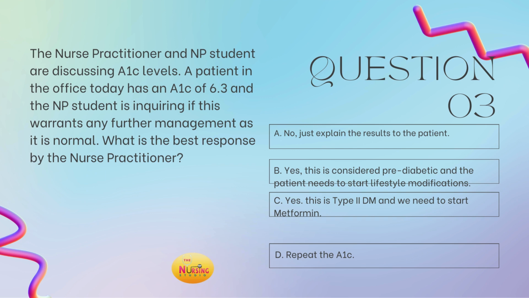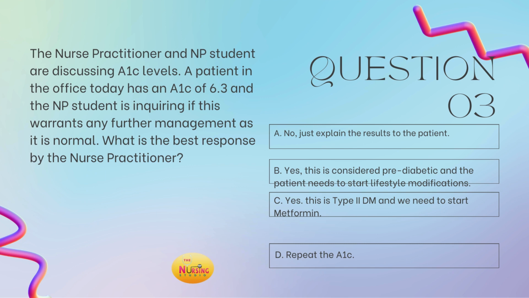All right, you guys. So the question states, what is the best response by the nurse practitioner? They're talking A1C, nurse practitioner, NP student, right? This patient has an A1C of 6.3, and the NP student is like, that's normal. Do we need to do anything further? So what would you do in this situation? Would you go A, no, just explain the results? No. B, yes, this is considered pre-diabetic and the patient needs to start lifestyle modification? Yes, that's your answer, right?